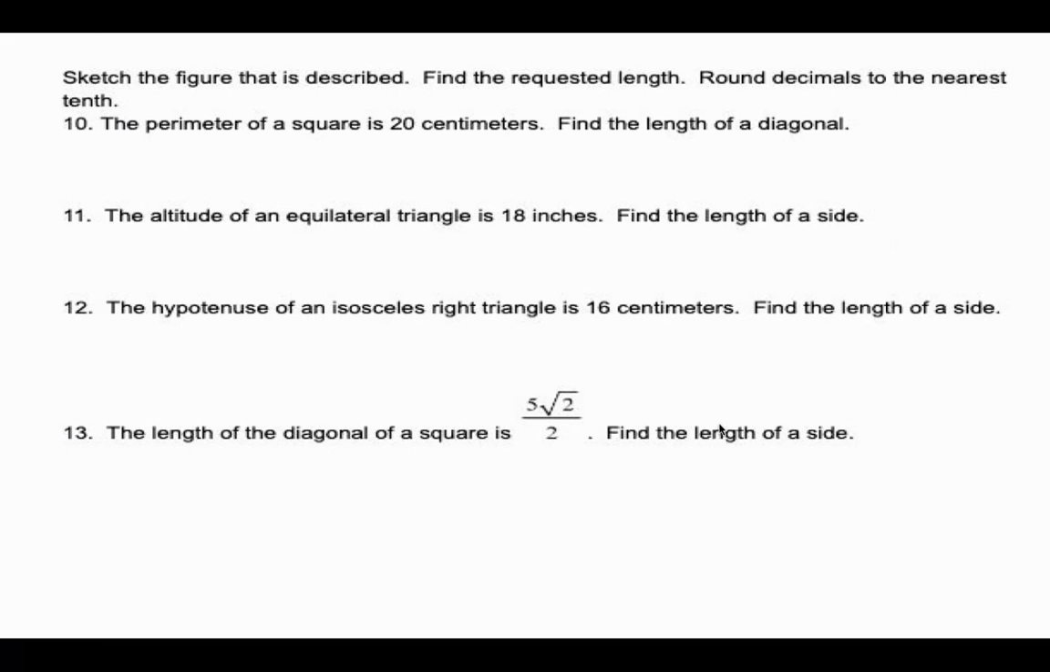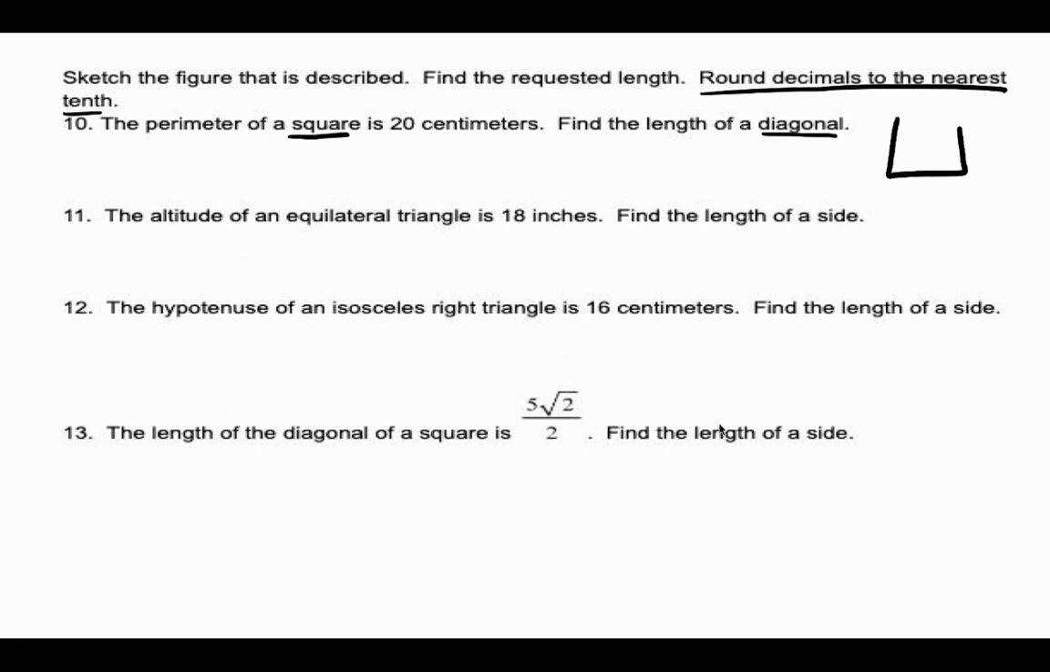In the next ones, they're going to describe a shape that we're going to sketch. We're going to fill in the information. We're going to find the value. And notice that this time we are rounding decimals to the nearest tenth. So instead of leaving them in radical form, we will be rounding our decimals. So in the first one, our sketch is going to be a square with a diagonal.